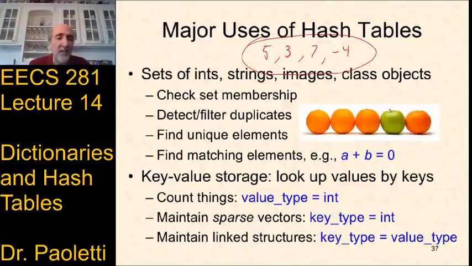Also, I can do key value storage, like counting things. We just counted strings and how many times they occurred. I can maintain sparse vectors if you've had linear algebra. We can do some other cool things. We can put a linked list in a hash table by making the key types and the value types the same.